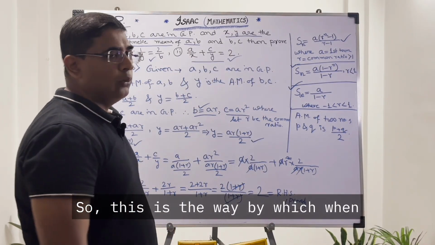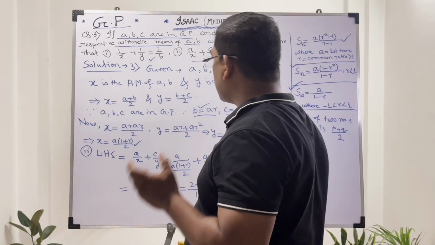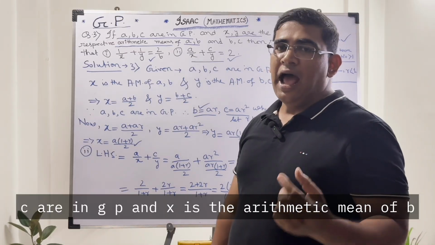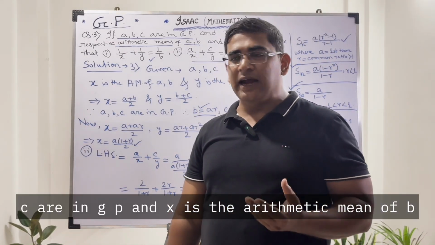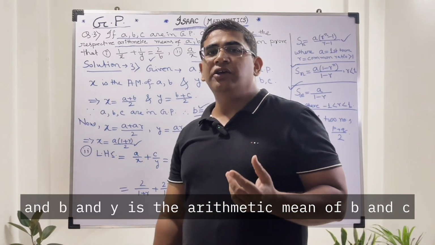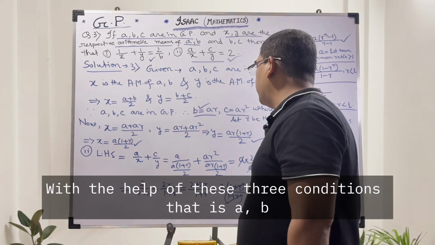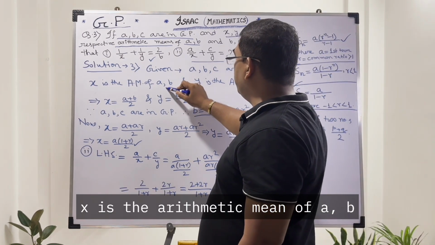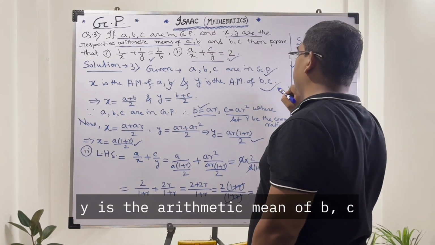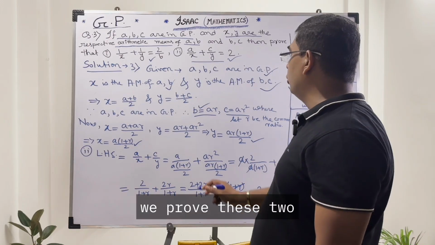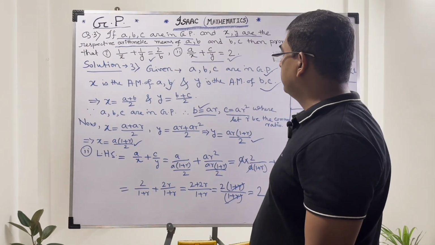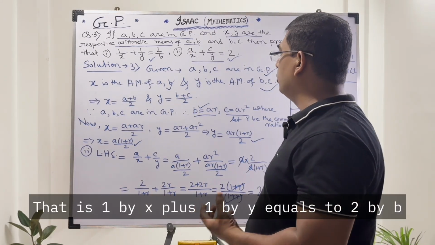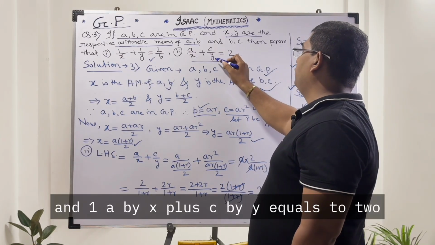Okay, so this is the way by which, when some conditions are given, and the conditions here are A, B, C are in GP, X is the arithmetic mean of A and B, and Y is the arithmetic mean of B and C. With the help of these three conditions, we prove these two expressions, that is 1 by X plus 1 by Y equals 2 by B and A by X plus C by Y equals 2.